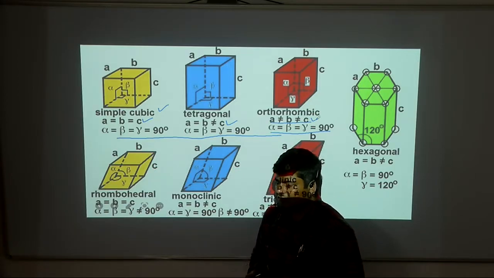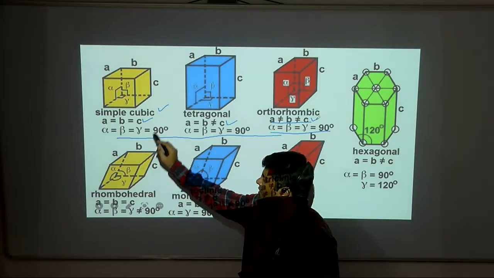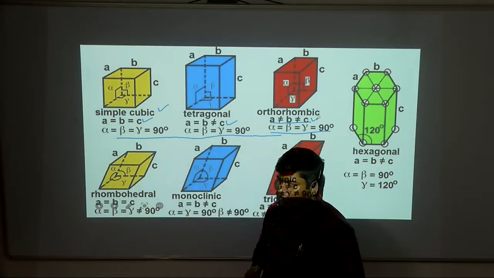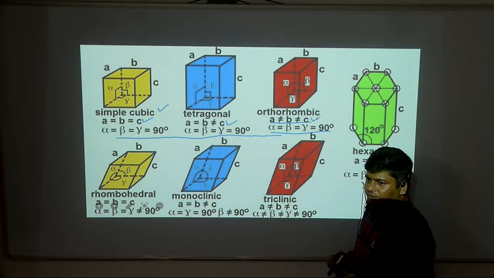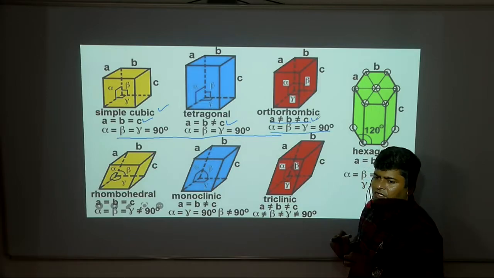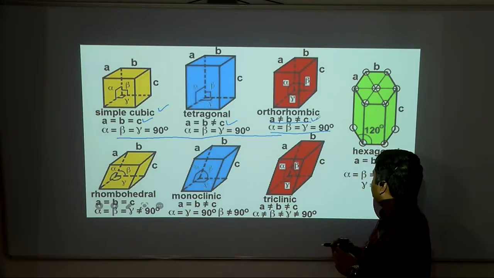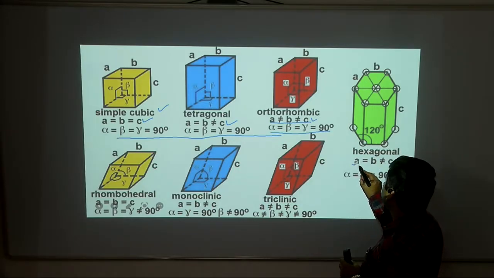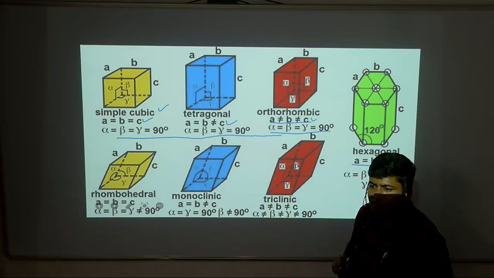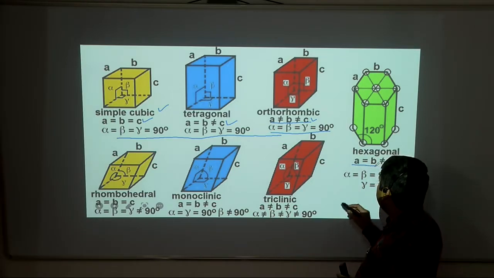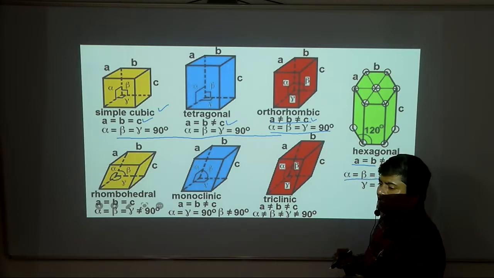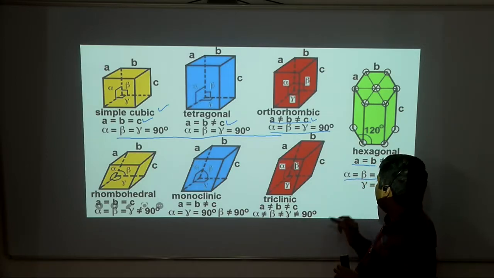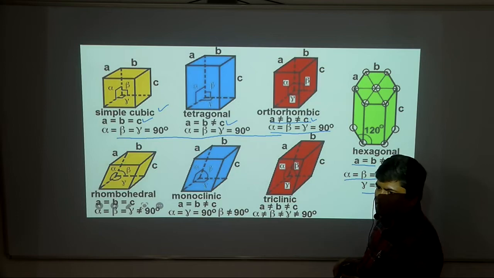This is the main difference between the cubic and the rhombohedral. After that, the hexagonal crystal structure system we have discussed. In the hexagonal crystal structure system, the lattice parameters a is equal to b but not equal to c, and alpha and beta are equal and 90 degree, whereas gamma is 120 degree.